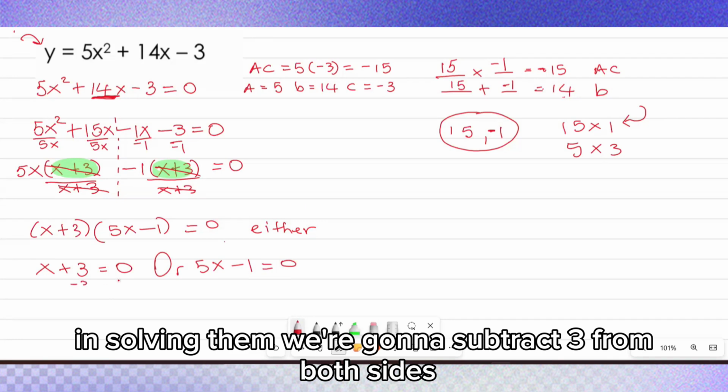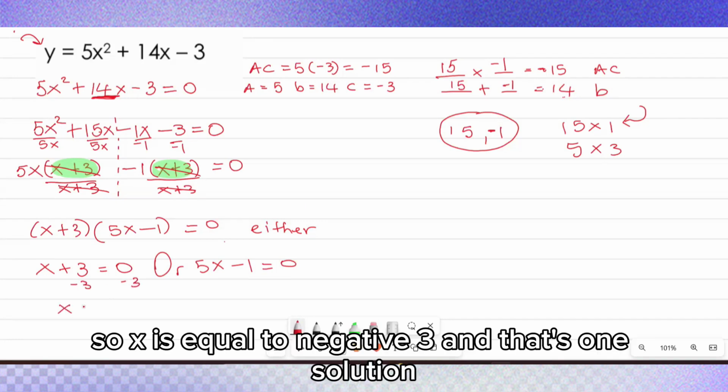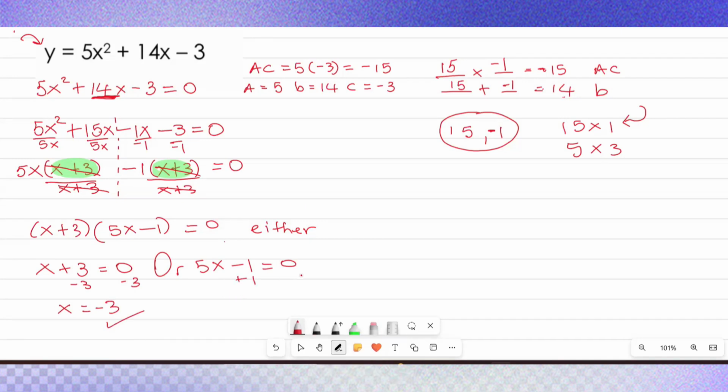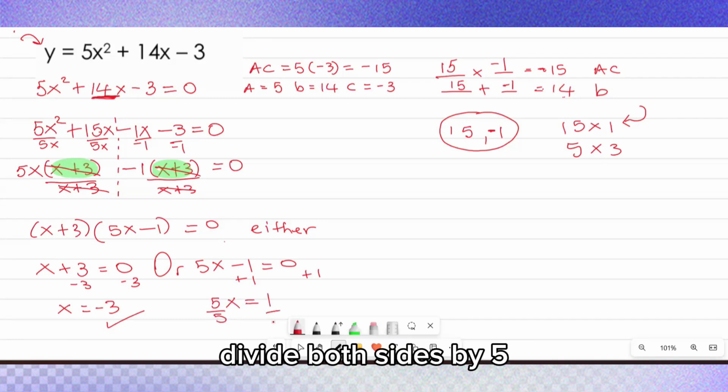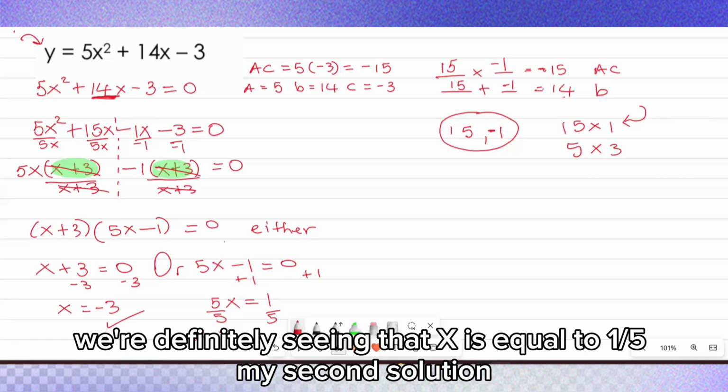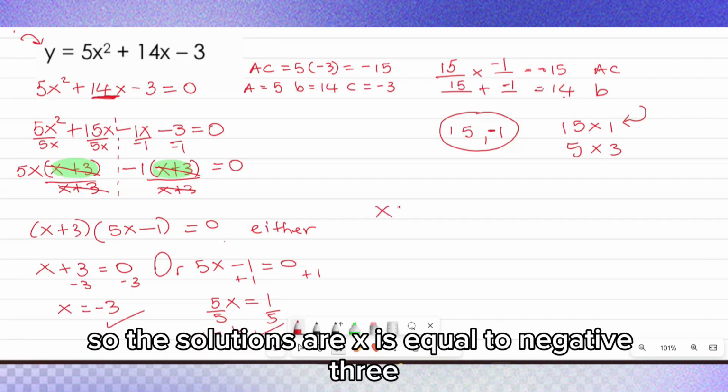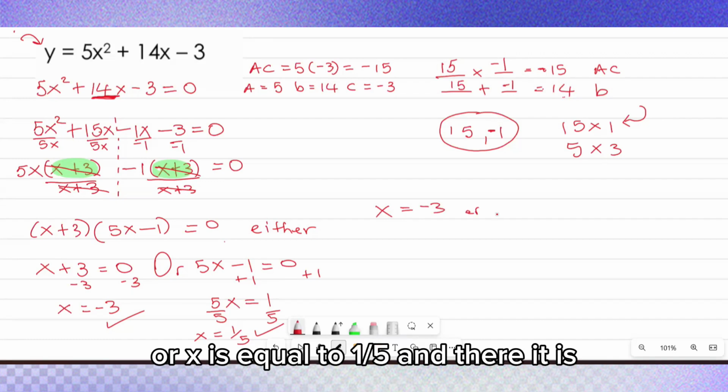In solving them, we're going to subtract 3 from both sides. So x is equal to -3, and that's one solution. If we add 1 to both sides here, 5x is equal to 1. Divide both sides by 5, and we're definitely seeing that x is equal to 1/5, my second solution. So the solutions are x is equal to -3, or x is equal to 1/5. And there it is. We solved that.